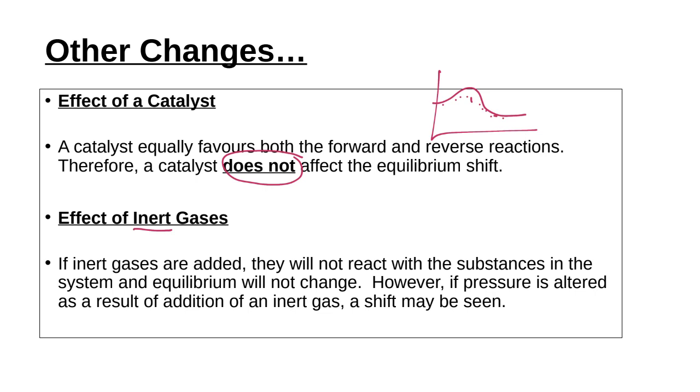So these would be noble gases. Let's pretend they added a noble gas, argon or helium, something like that, to a system. Well, they're inert. They are not going to react with the substances. And this is important to note because that means it's not going to change the concentration of any of your reactants or your products in the system.